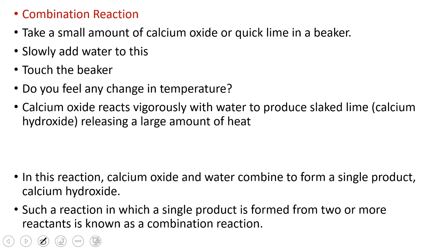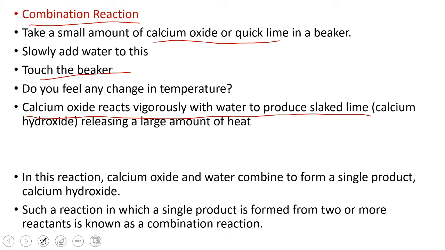Types of chemical reactions. The first one is combination reaction. Let's discuss combination reactions. Take a small amount of calcium oxide, which we also call quicklime, in a beaker. Slowly add water to this and touch the beaker. After adding water, what do you feel? You feel the beaker is a little hot. That means the calcium oxide vigorously reacts with water to produce liquid lime.